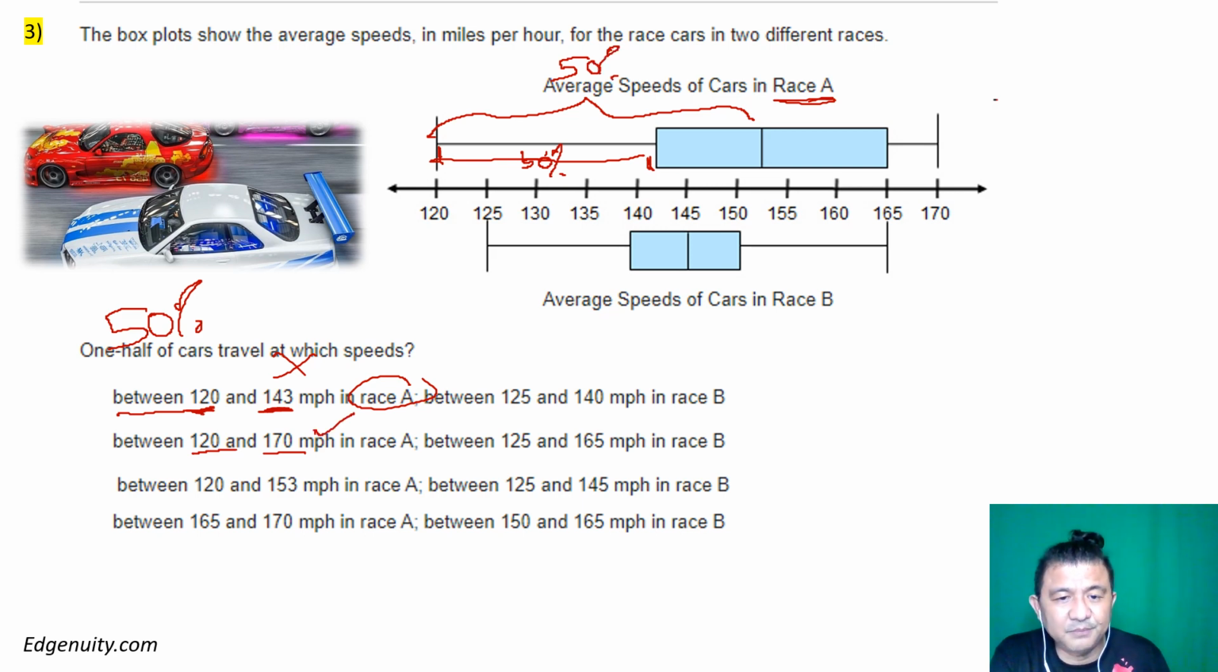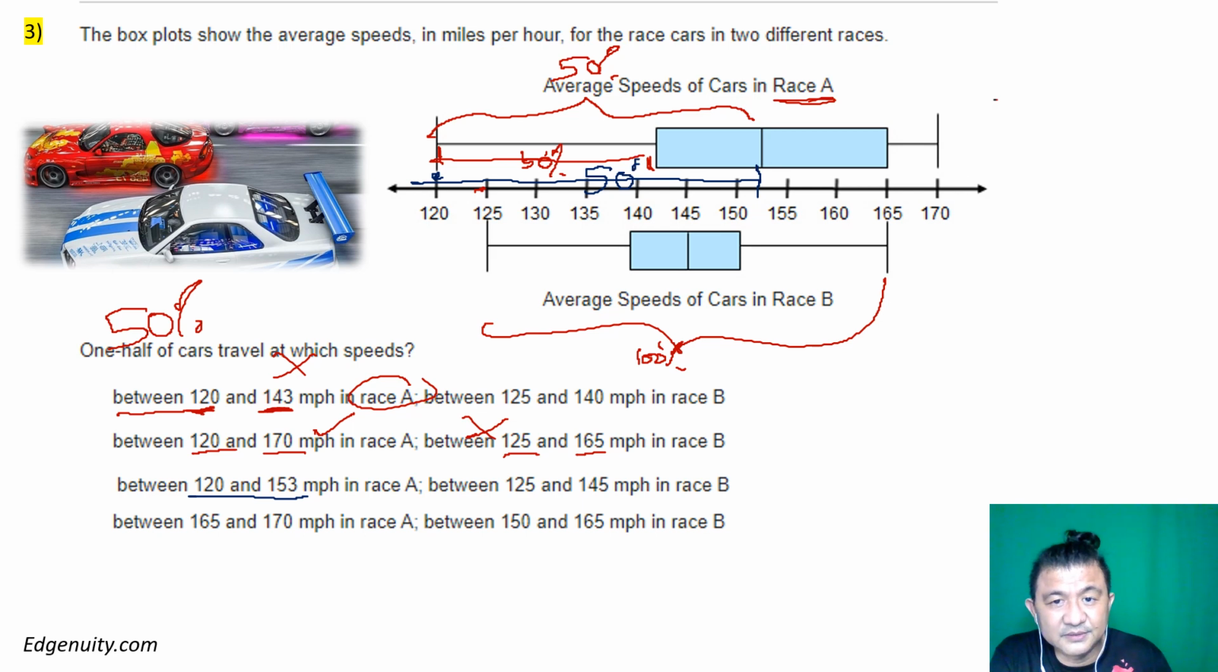But let's look at the second part. Between 125 and 165. Okay, between 125 here and 165. Ooh, that's 100%. So this is definitely wrong. Okay, now let's use another one. Between 120 to 153, over here. Look at the blue one. Is that 50%? Yes.